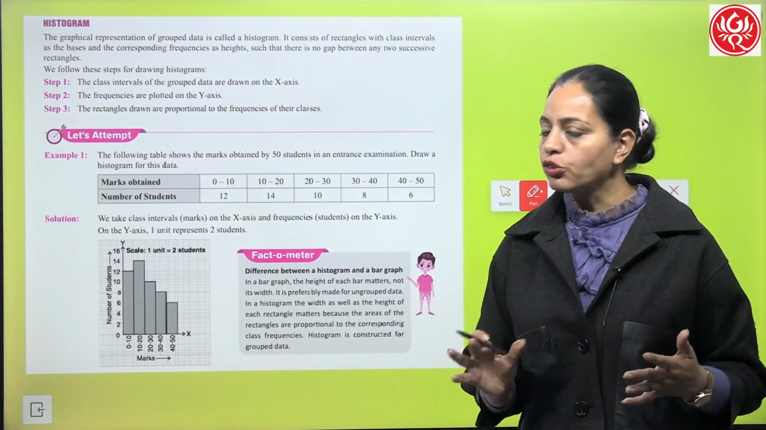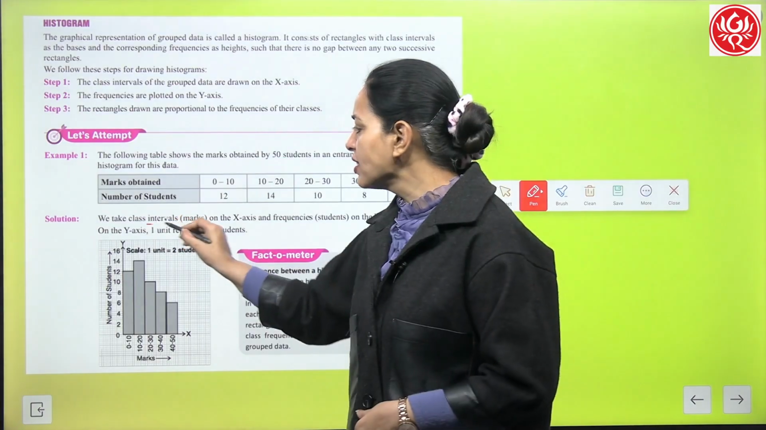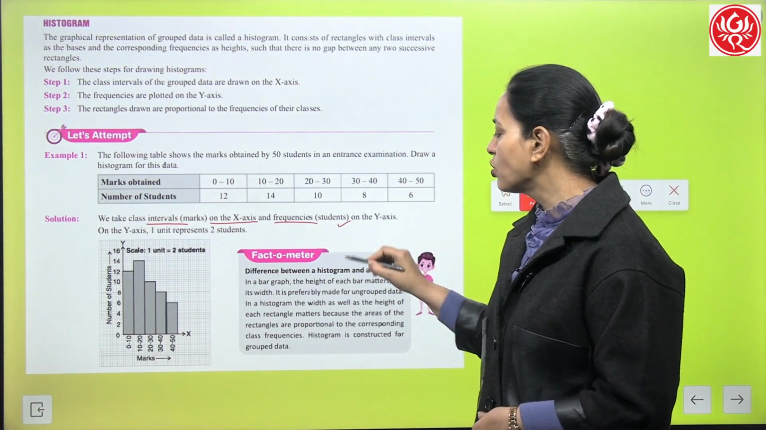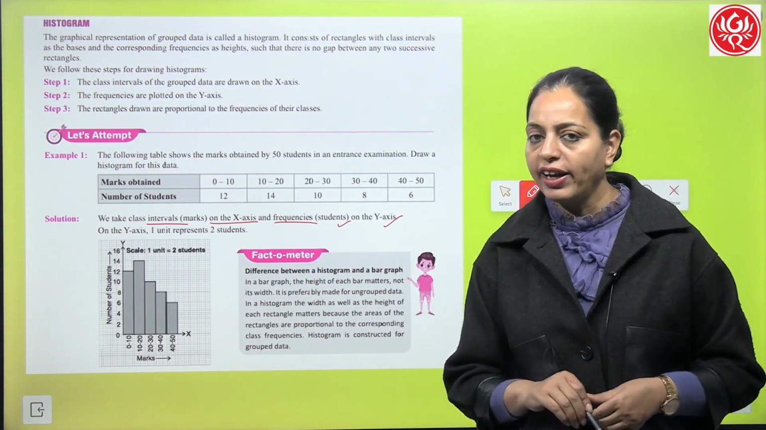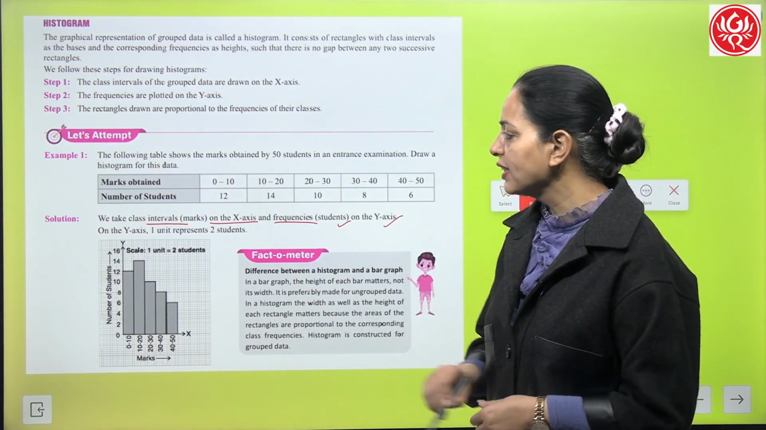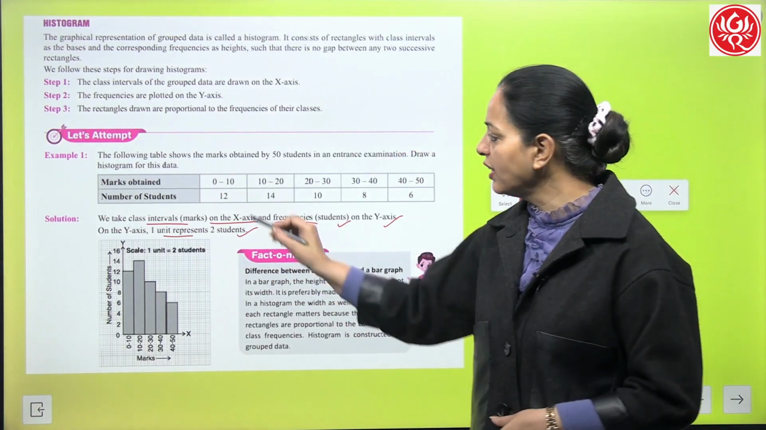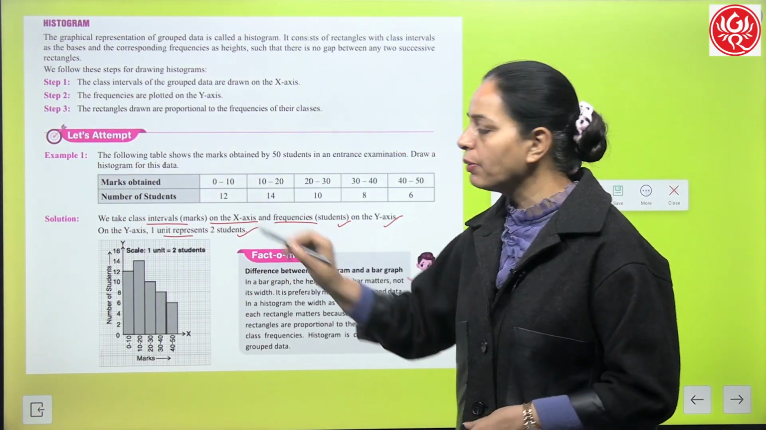So now how to do it? We take class intervals on the x-axis and the frequencies, meaning students, on the y-axis. So on y-axis 1 unit represents 2 students. So see the data. All are multiples of 2.